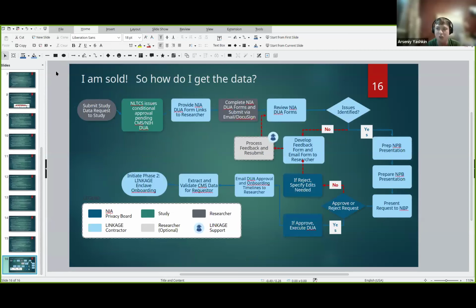So if I sold you on getting on the bandwagon, what do you need to do? Well, this is another plagiarized slide, which I've modified just a bit. And I modified the second box right here, the green one, which is associated with the study, which is myself and Professor Stallard. So how do you get the data? You submit a study data request, which comes to us.